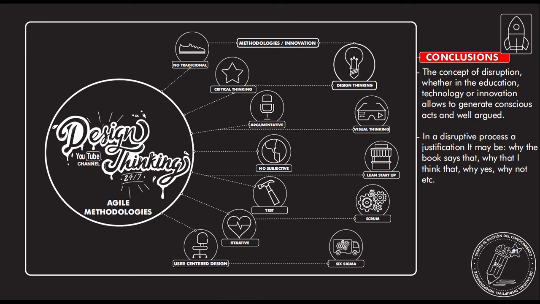As a conclusion, we can say that the concept of disruption that agile methodologies have is focused on education and technology, and allows you to generate conscious acts, well argued. In a disruptive process, justification might be why something is going on. It's very important that we always keep an open mind about what we are looking for and what we want. We have a video for each of the agile methodologies and all the different concepts that are in this video.